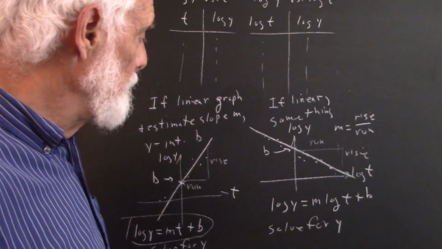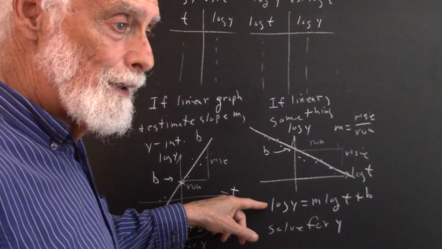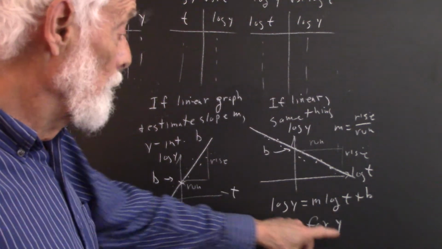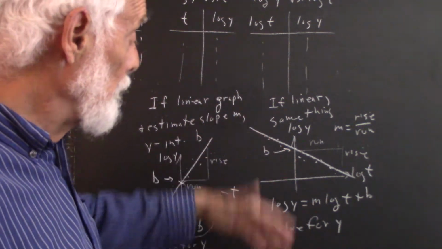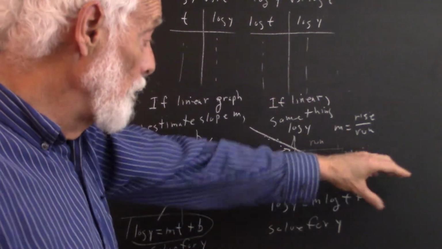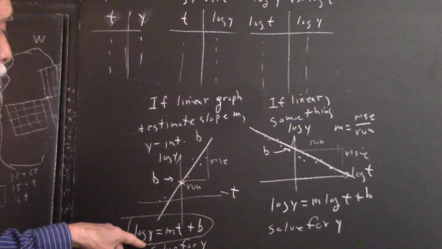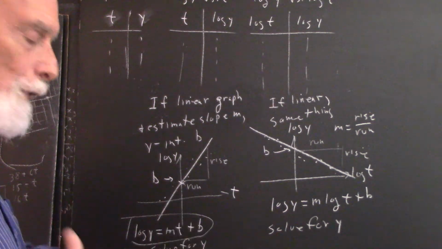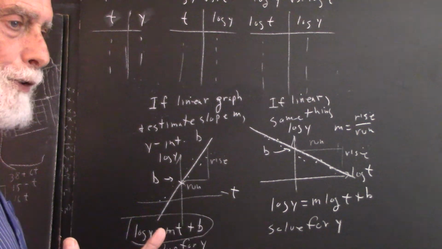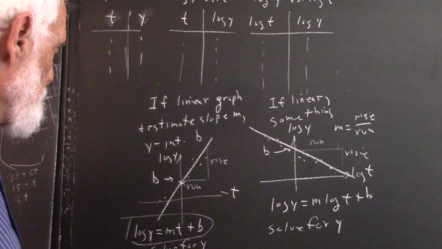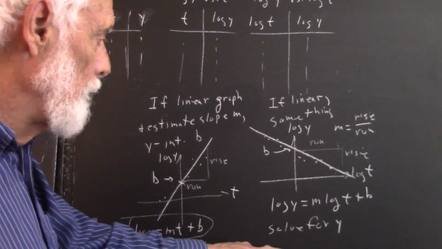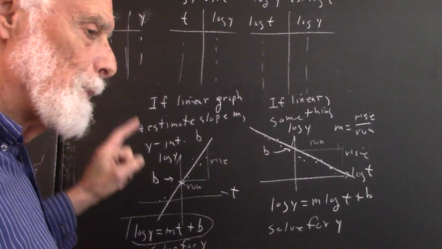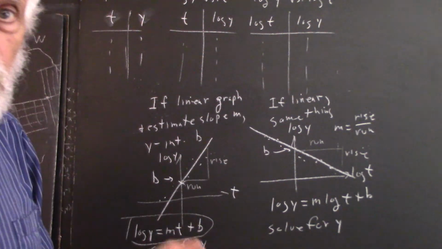But if one of these turns out to be linear, you're going to get an equation that's more or less valid that you can then solve for y. And I'm not going to go through how to solve for y here. You do 10 to the log y equals 10 to the quantity m log t plus b, or 10 to the log y here equals 10 to the mt plus b. You convert the thing to exponential notation. In any case, one way or another, you solve the equation for y. And that's another method for getting an exponential or a power function fit to your data.